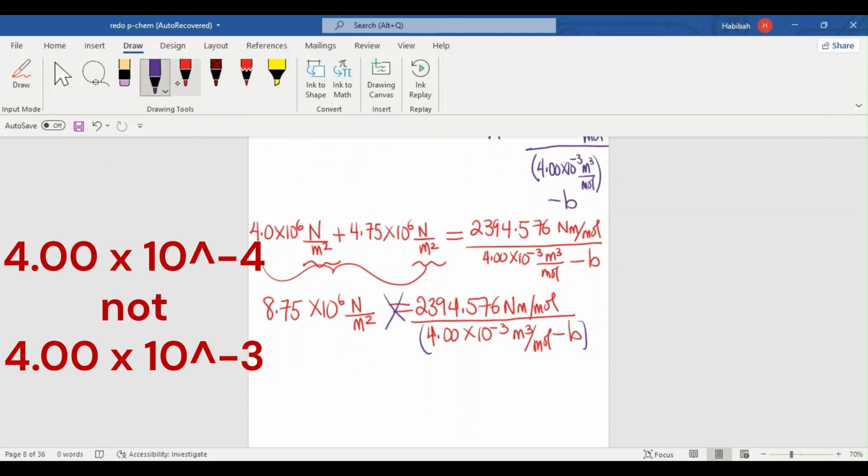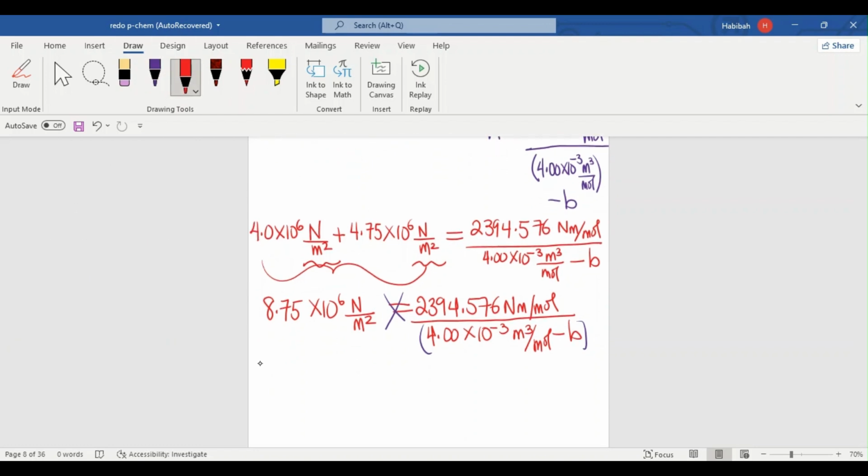And when we do that first part, we have 3.5 times 10 raised to the power of 4 Newton meter per mole. Okay, that's the first part. Minus 8.75 times 10 raised to the power of 6 Newton per meter squared B equals 2394.576 Newton meter per mole. So that's it. That's literally it.